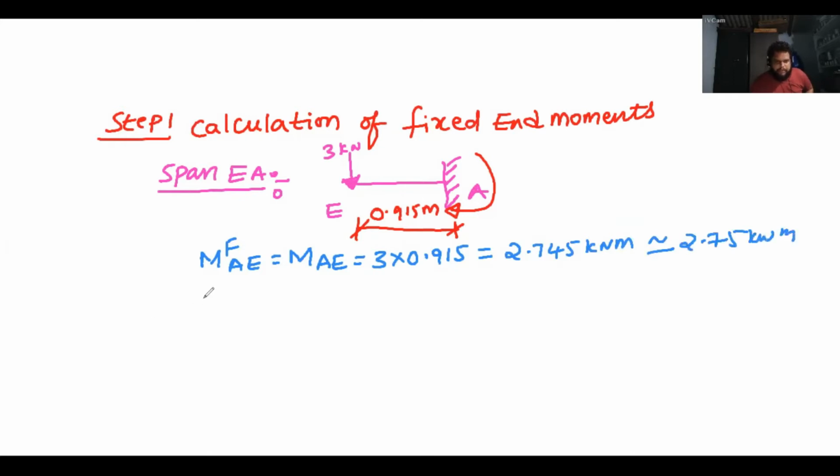What about MFEA? MFEA will become 0 because at this free end there won't be any moment, and this is also passing through the line of action. Next, this is about span EA. Next we'll go for span AB.